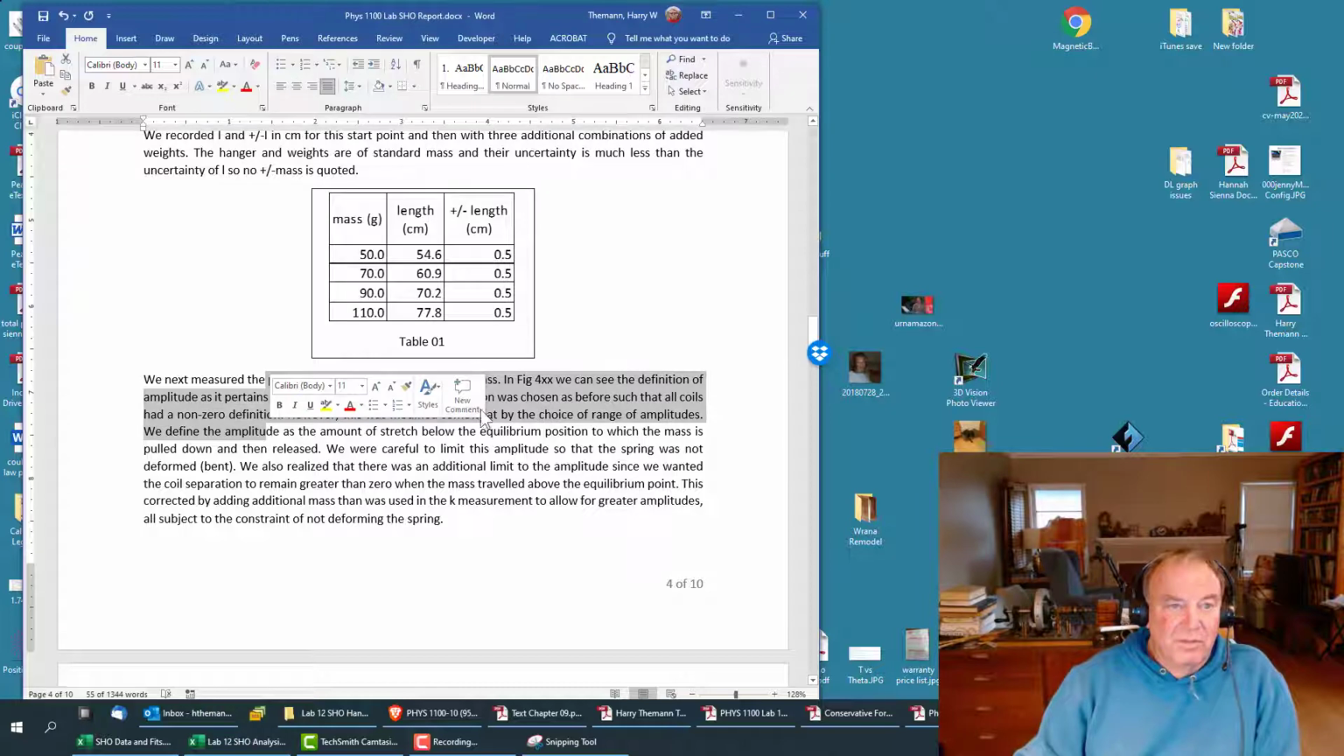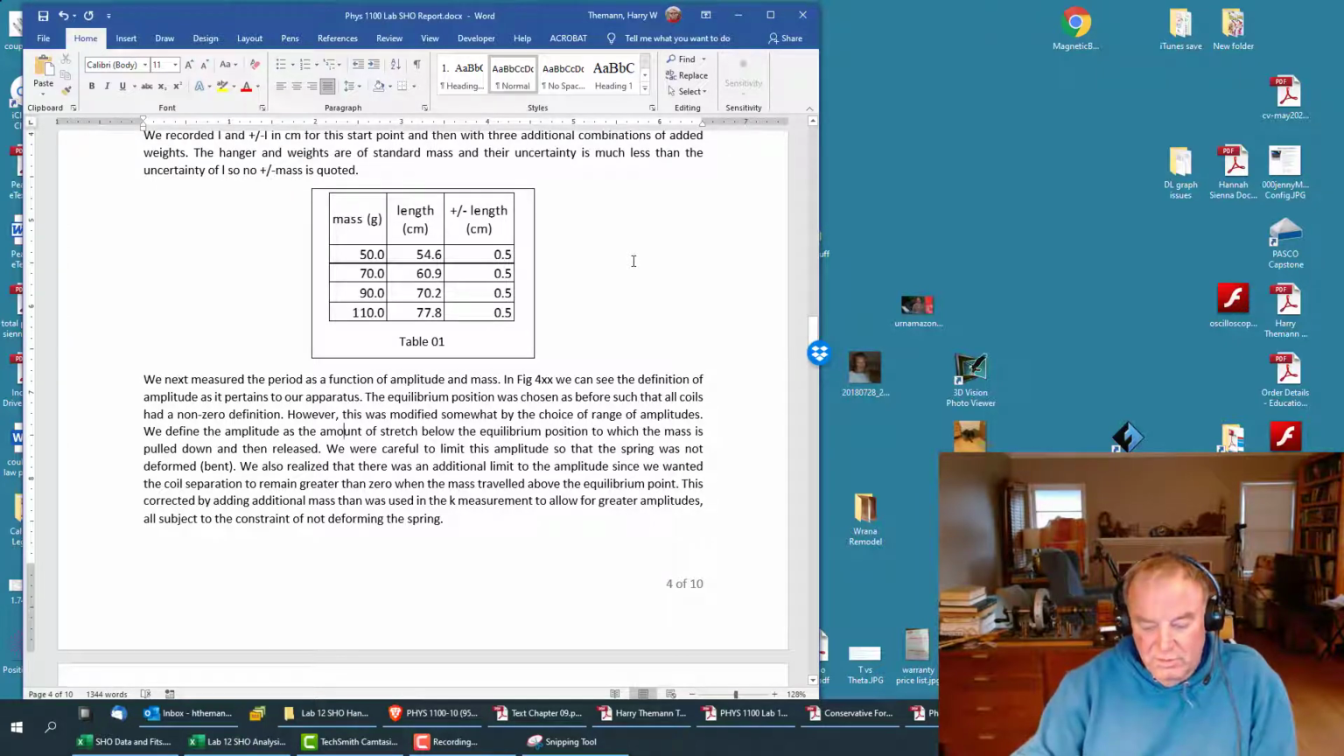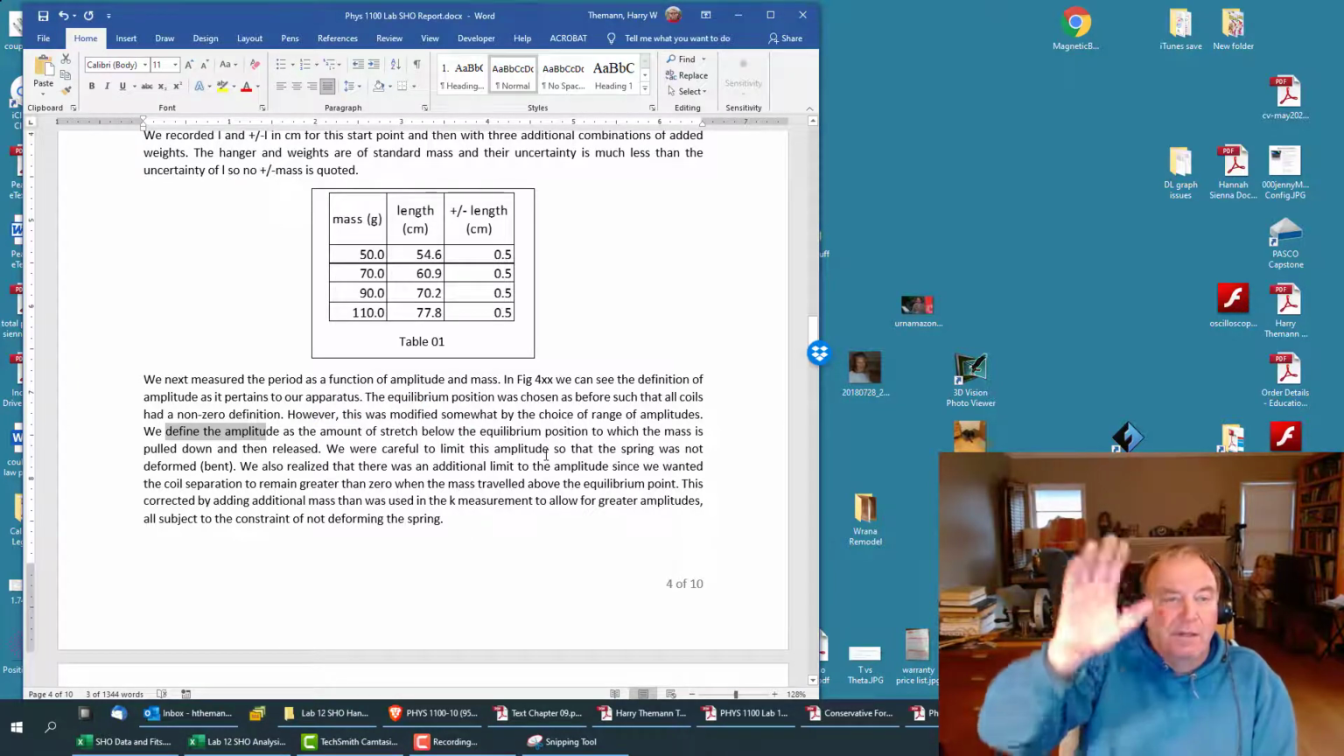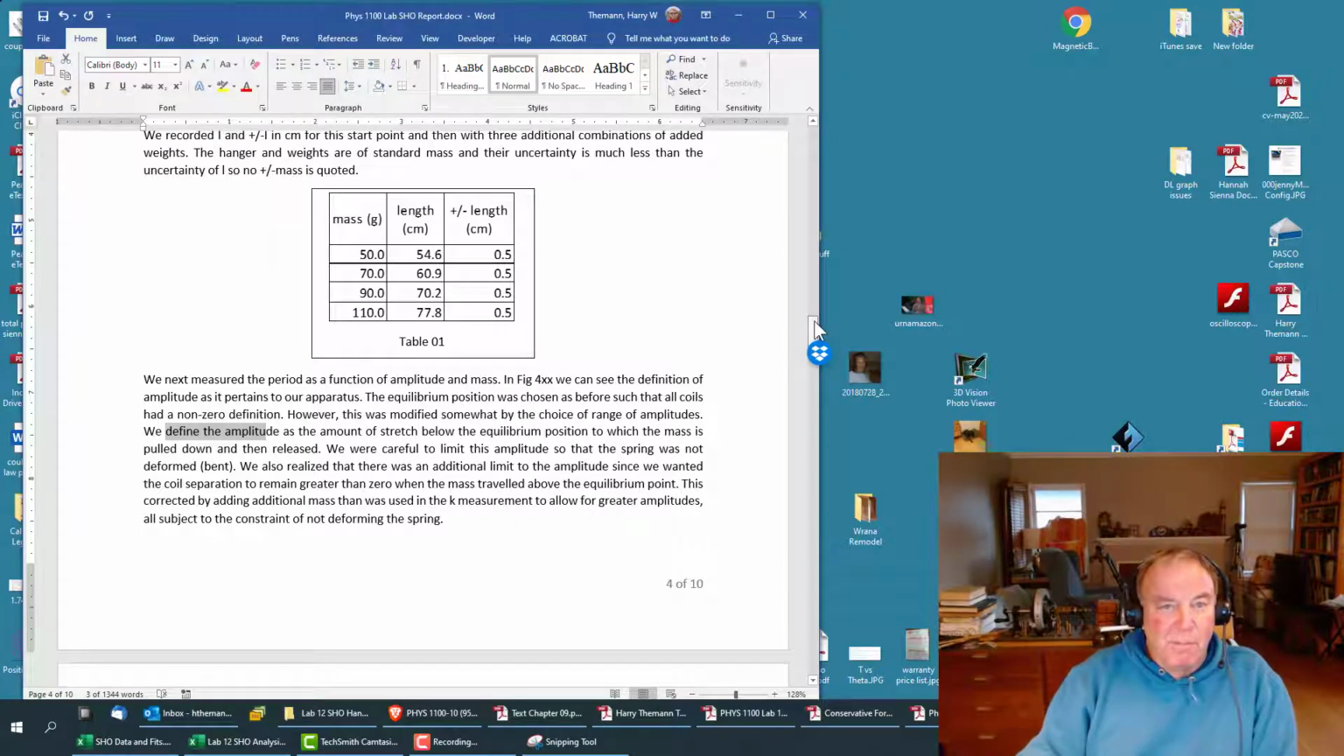Then I talk about measured period as a function of amplitude, and I discuss the factors about, this is a really important paragraph. So make sure and pause the video and read it over carefully. It talks about how we chose various places, like the equilibrium position, how much is the amplitude, what is the amplitude, and about we want to make sure that the coils always stay separated even on the upswing, but we also don't want to bend the spring.